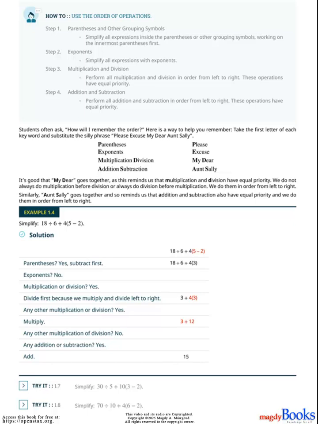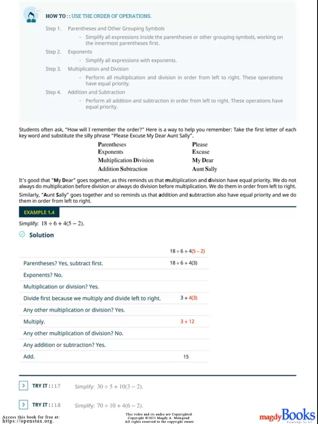Example 1.4. Simplify 18 divided by 6 plus 4 times, open parenthesis, 5 minus 2, closed parenthesis. Solution. 18 divided by 6 plus 4 times, open parenthesis, 5 minus 2, closed parenthesis. Parentheses? Yes, subtract first. 18 divided by 6 plus 4 times, open parenthesis, 3, closed parenthesis.